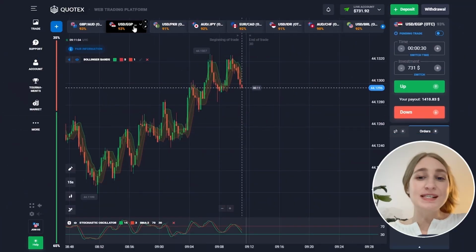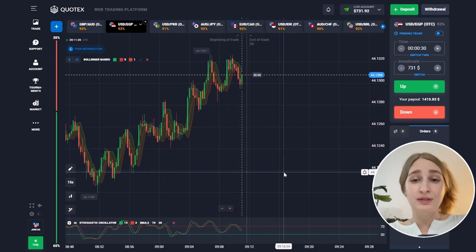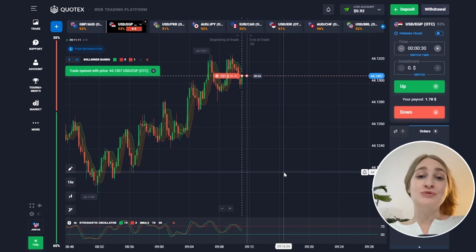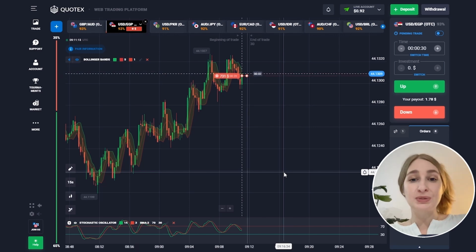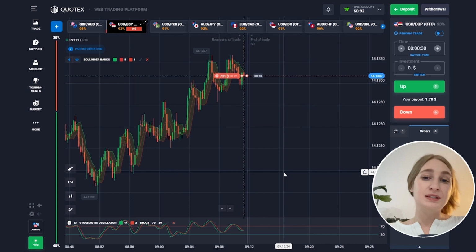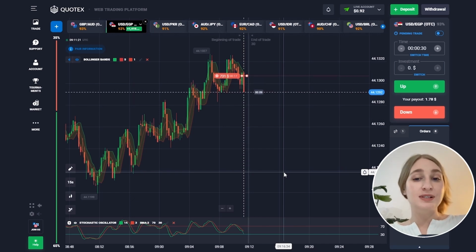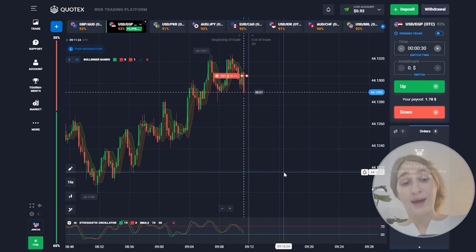And this is where I see a good situation to enter the trade. This is where I want to open a trade on the downside. I'm opening a trade down, so here we can see that the price is already rapidly going down. So we open the deal in the same direction according to the indicator Stochastic, and we can also see that the lines are also going down.